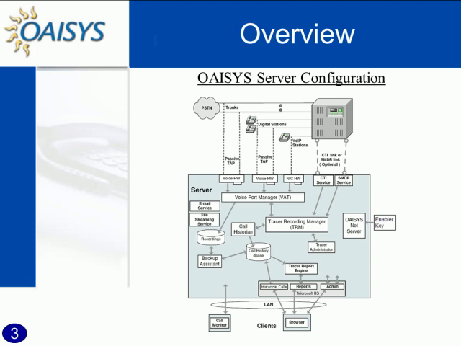So those are the 3 primary ways that we can record calls at OAISYS. We can do trunks, we can do digital stations, we can also do VoIP stations. Pick whichever's going to work best for your company.